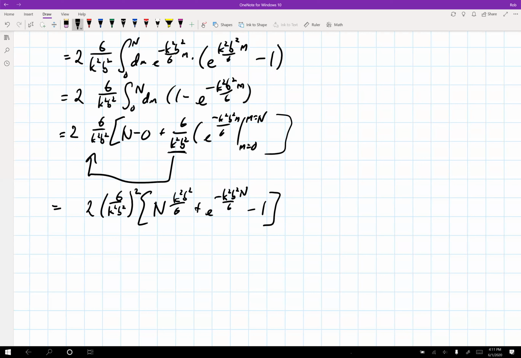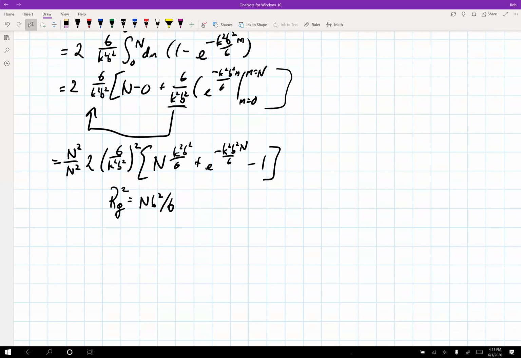All right, and we see the same combination showing up over and over again, k squared b squared over 6, so we can just define the radius of gyration. We use the definition of radius of gyration for a Gaussian chain, which is n b squared over 6. The only place where we don't have it is in the prefactor, so out here we're going to have to multiply and divide by n squared. We multiply by 1 so that we can write this in terms of R_G. And so the whole thing becomes n squared times 2 over k to the 4th R_G to the 4th, then we'll have k squared R_G squared plus e to the minus k squared R_G squared minus 1.